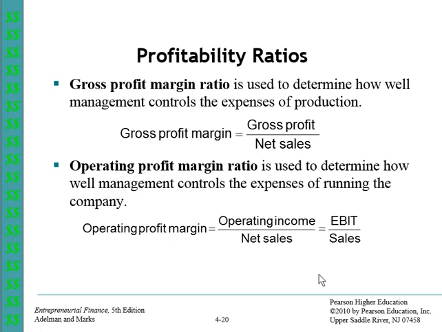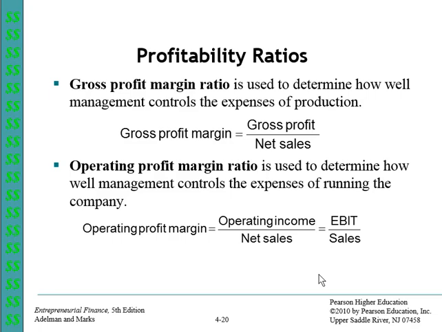The next set of ratios are referred to as profitability ratios. When we think about profits, what I would like you to think about is more not what's left over, but how did we get there? That is, how does management control the expenses of running the company, right? Better control of expenses leads to higher profits. So the gross profit margin tells us how the company is controlling the expenses of production.